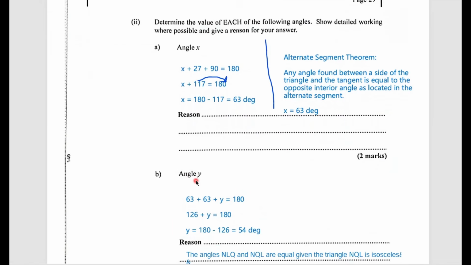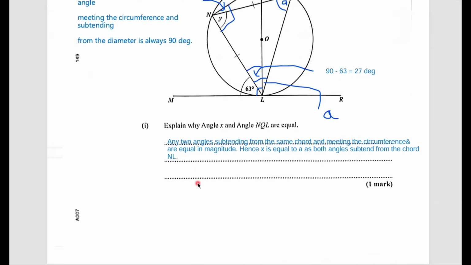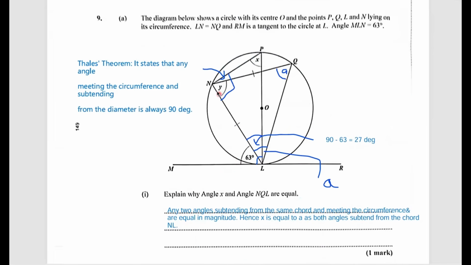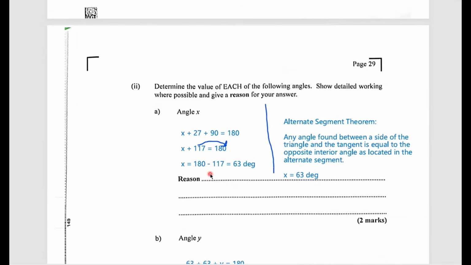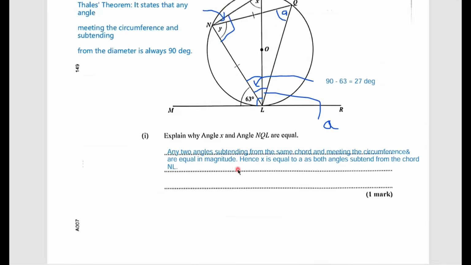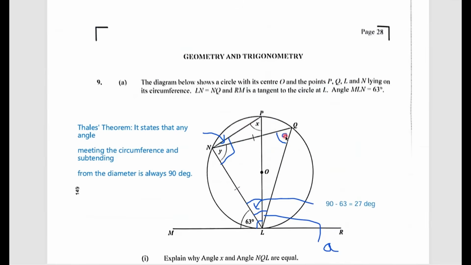Angle Y. So, we were able to work out that X is equal to 63 degrees. And we were able to answer X and A are the same. Okay? If here is A, here is also A, because this is an isosceles triangle. NQL is isosceles.